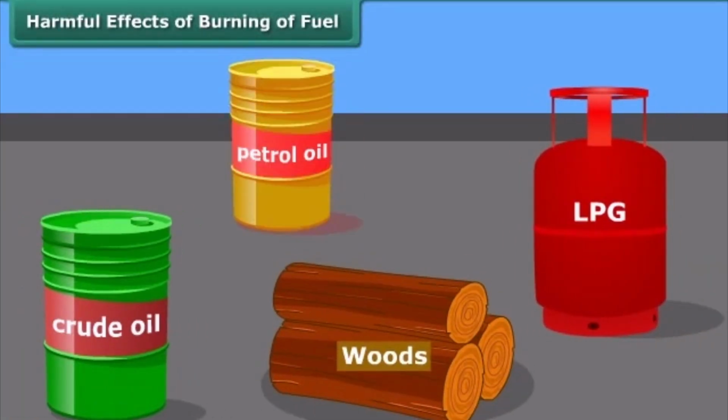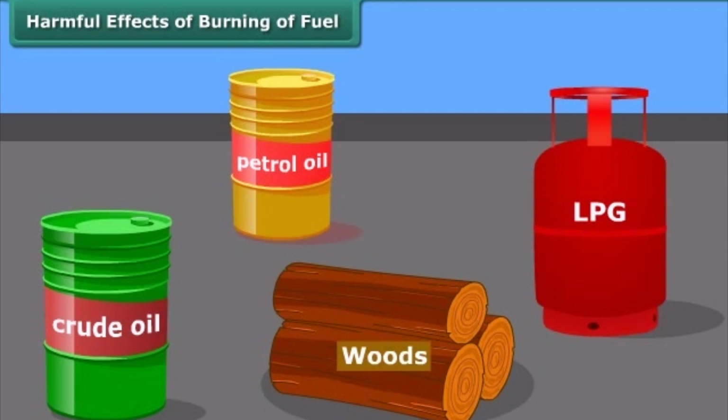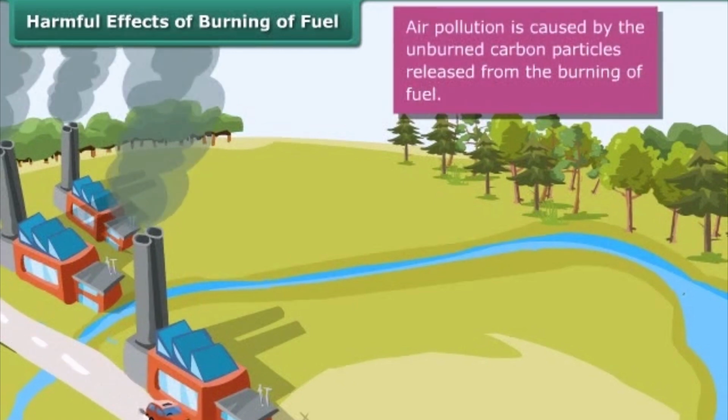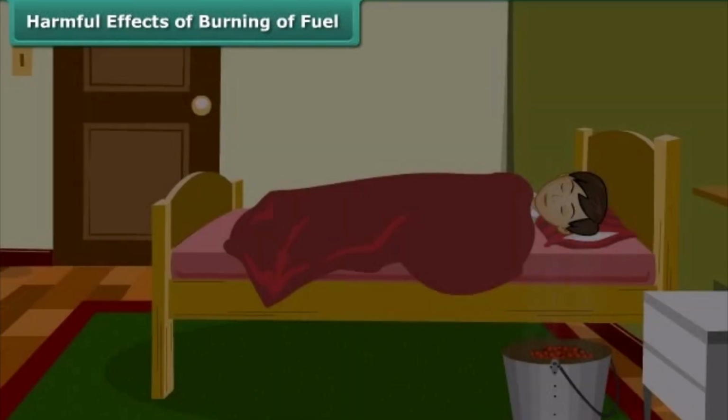Fuels are important, but increased fuel consumption has harmful effects on the environment. The smoke emitted by vehicles and industries contains unburnt carbon particles, which cause air pollution. It is advised never to sleep in a closed room with a burning coal fire in it, as the combustion of coal will be incomplete due to less oxygen. The resulting poisonous carbon monoxide gas will be released, which can kill persons sleeping in that room.